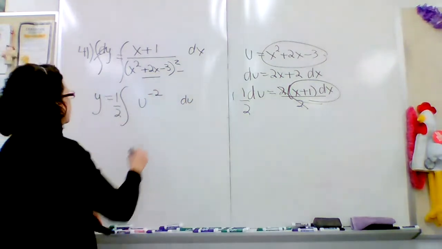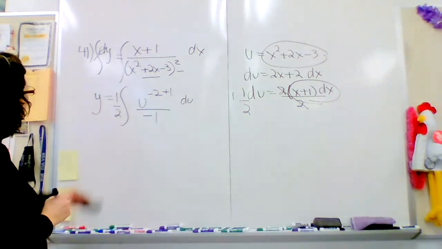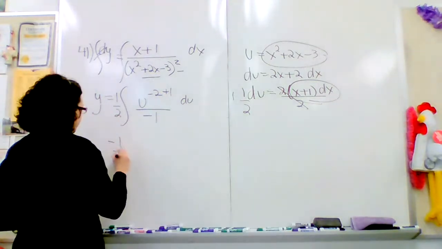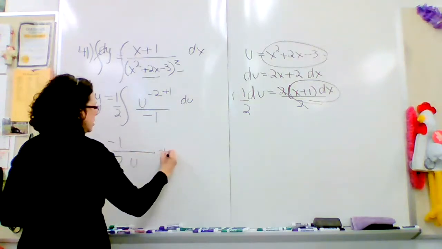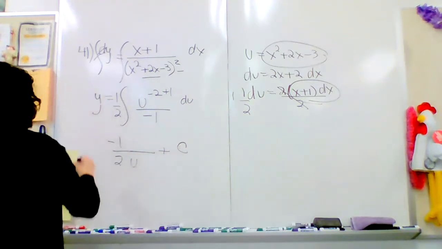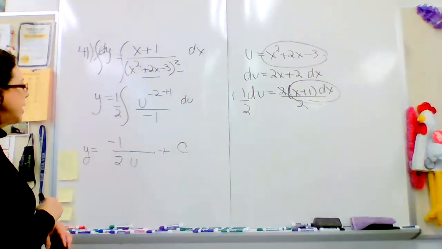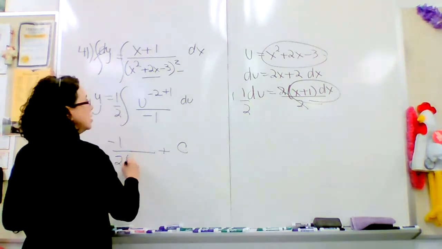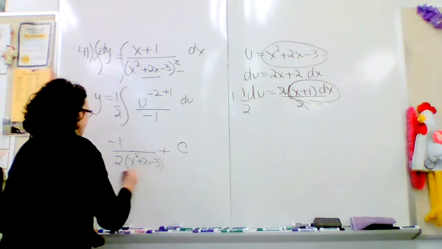Now I'm going to go ahead and integrate, add 1 to the exponent, divide by the new exponent. And I have, this is a negative 1/2 u to the negative 1. So I will put it in the denominator to the first power. And my u was x squared plus 2x minus 3.